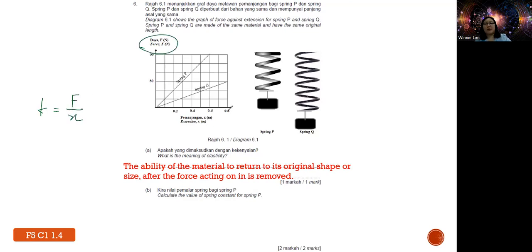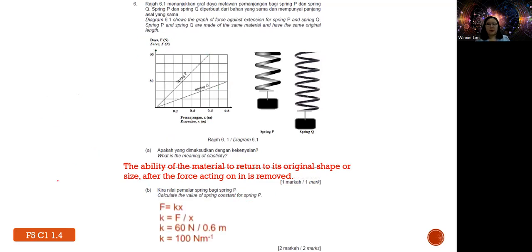So this graph is force versus extension, and you can find the spring constant by finding the gradient of the graph, or you can relate the gradient of the graph with the spring constant. Since they want it for P, that's why you find the gradient of P. So you will use 60 divided by 0.6. And the unit is Newton per meter.